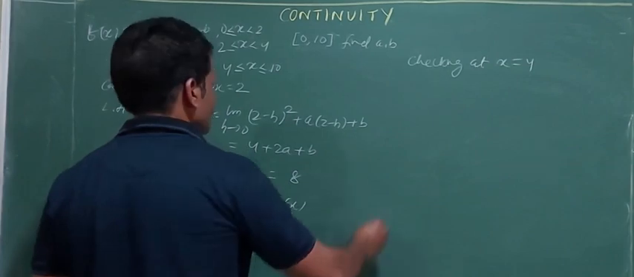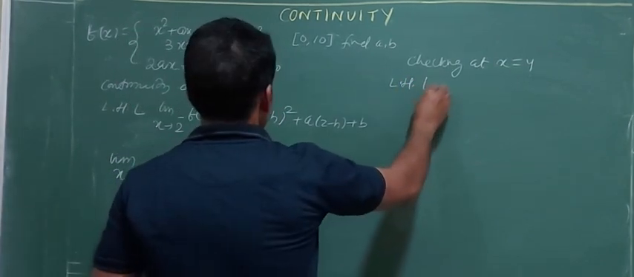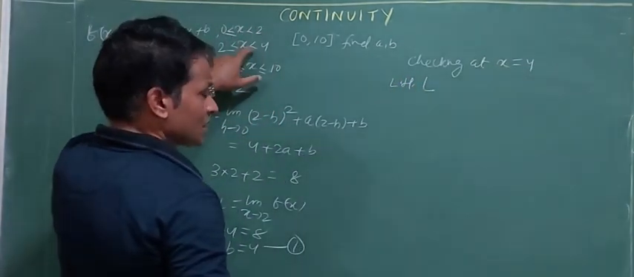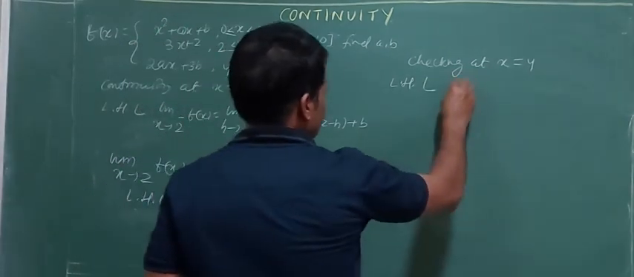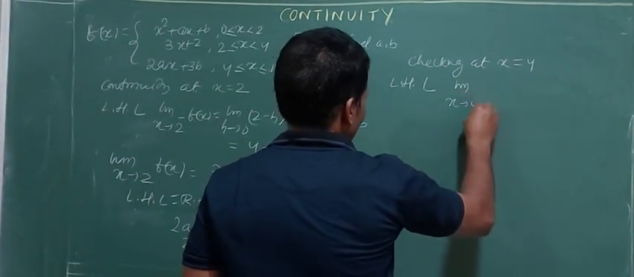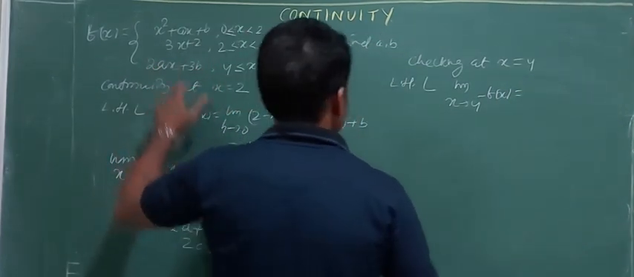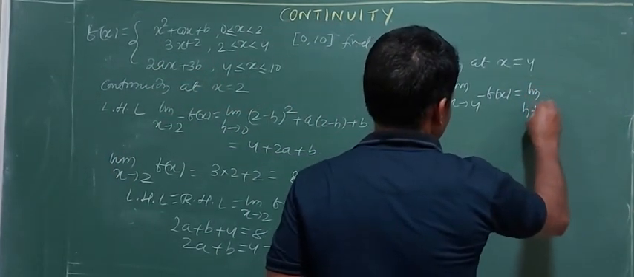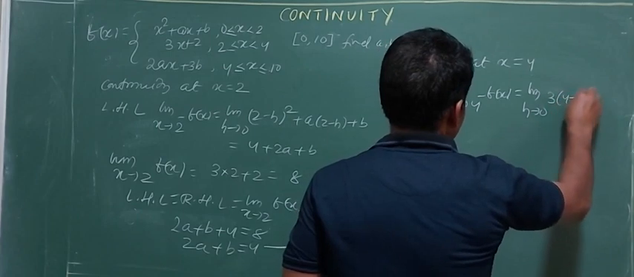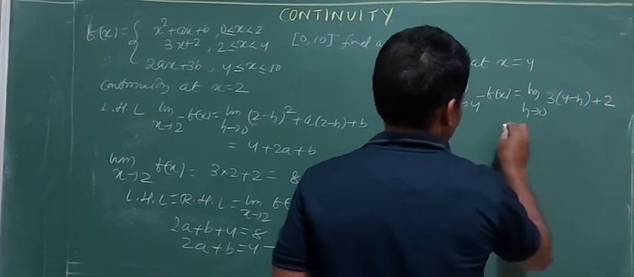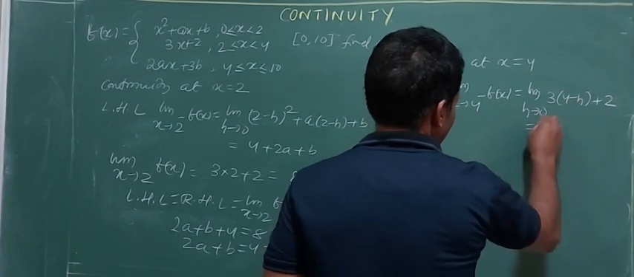Right? LHL. Again LHL is a single condition. So limit x tends to 4 minus f(x). Replace here. Limit h tends to 0, 3 into (4 minus h) plus 2. h tends to 0, that gives 14.